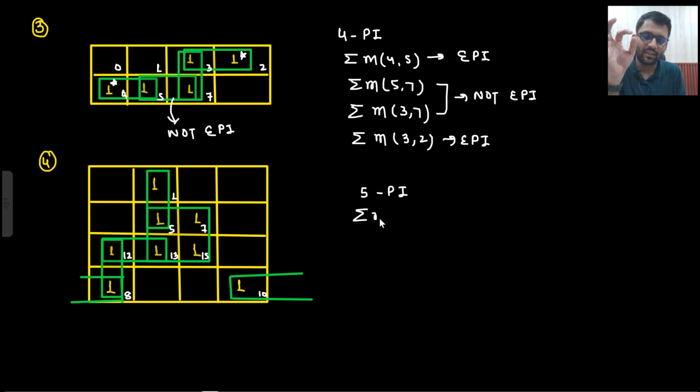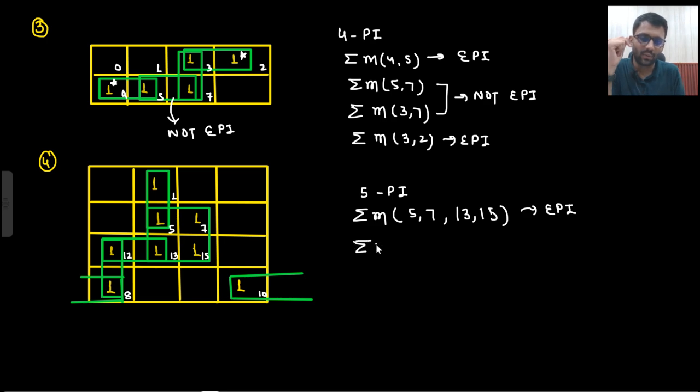In that, first I will go to 5, 7, 13, 15. So I can directly see that 5 has other option, 13 has other option, but 7 has no other option. 15 has no other option. So that is essential prime implicant. Then I will go and talk to other guys. Those are 1, 5. So I will go to 5. He has other option, but 1 does not have any other option. Here this guy was not having any other option. So this is also essential prime implicant.